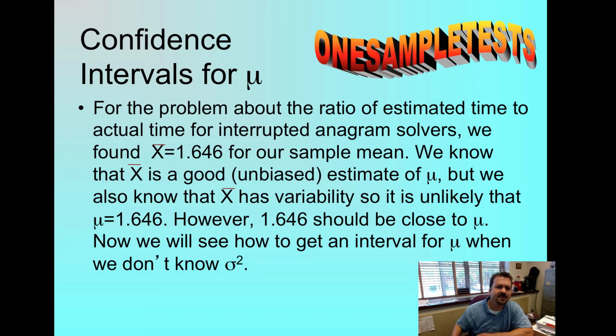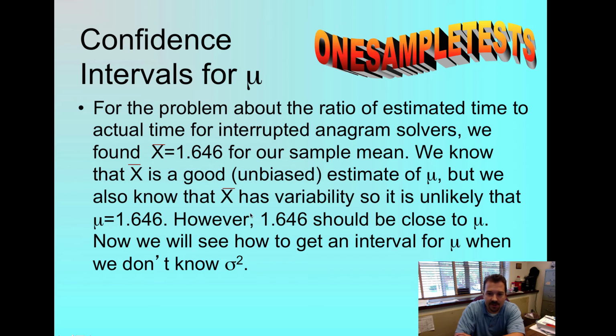Alright, so what about confidence intervals? We've seen this before for z. You can also calculate confidence intervals for t. Very important that you have confidence intervals. For the problem about the ratio of estimated time to actual time for the anagram solvers, we found the x bar of 1.646. For our sample mean, we know already that x bar is a good unbiased estimate of mu, but we also know that x bar has variability. So it's unlikely that mu is going to be exactly 1.646 just because you have one sample of 10 people that gave you that mean.